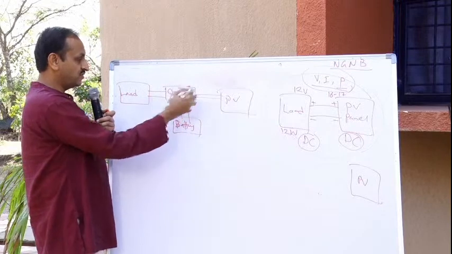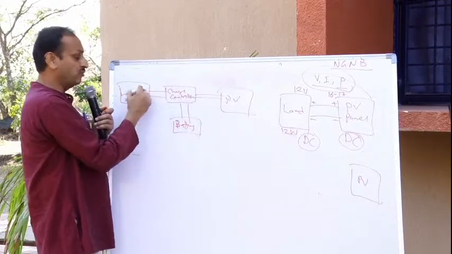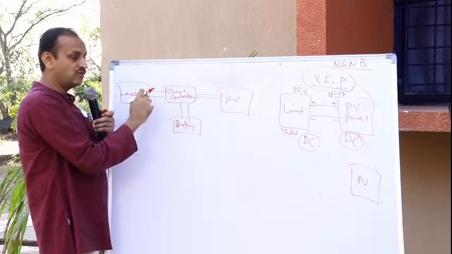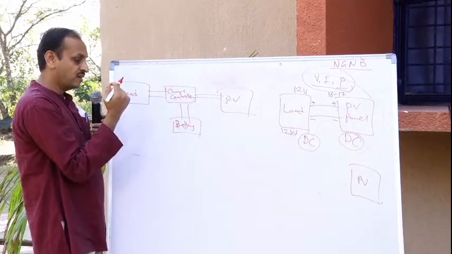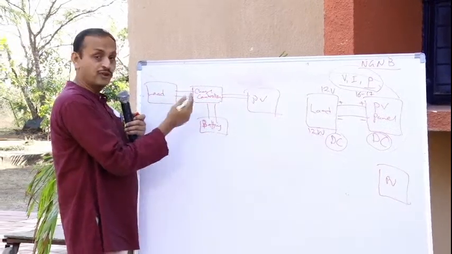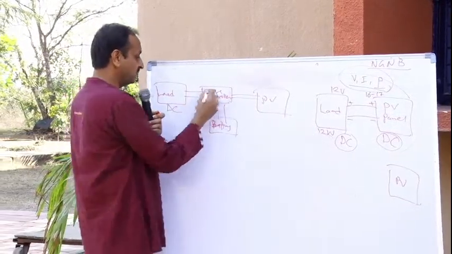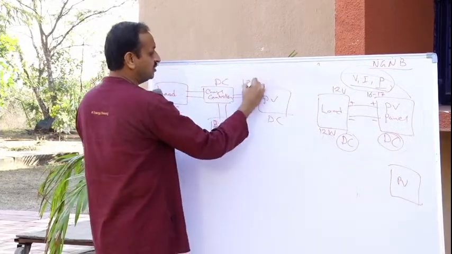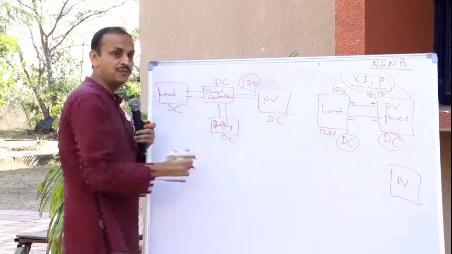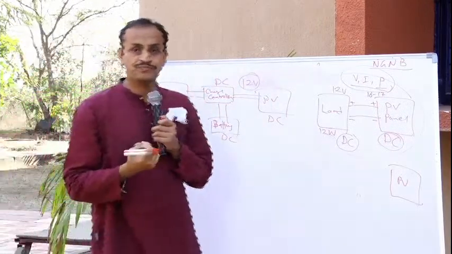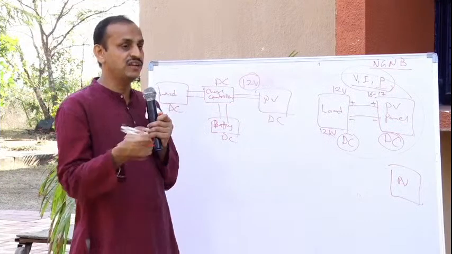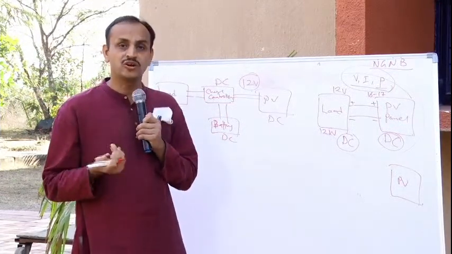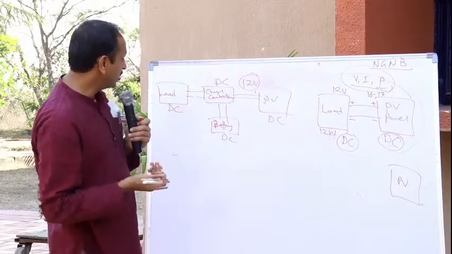In this case, if sunlight is fluctuating, the load will not fluctuate. And it will work. So again, the load is DC, the charge controller is DC, the battery is DC, the whole thing is DC. Now this can be just a 12 volt operation. Everything is 12 volt. And 12 volt is such a low voltage that you can touch it, feel it, nothing will happen. You will not get a shock. Up to 60 volt, the human body does not get any shock.